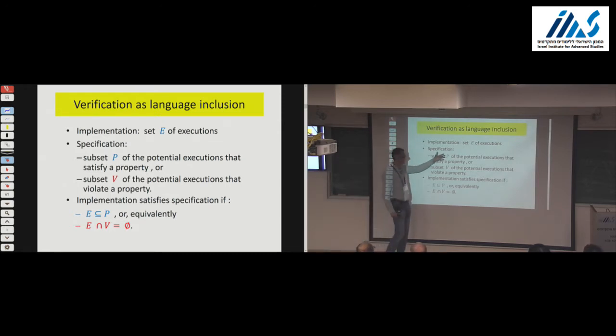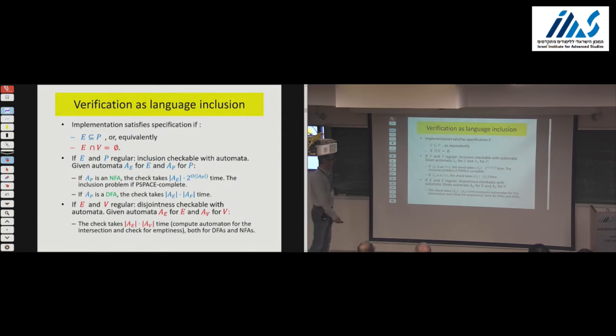And you can also describe the specification negatively. That's probably more common. What you describe is the dangerous things, the potential executions that are not acceptable. And that's another set that will be essentially the complement of that set, and it will be a set V. So the implementation satisfies the specification, if you have given a positive specification, when the set of executions is included in the set of good potential executions. Or if you have given a negative specification, then that's the case if the intersection of these two sets is empty.